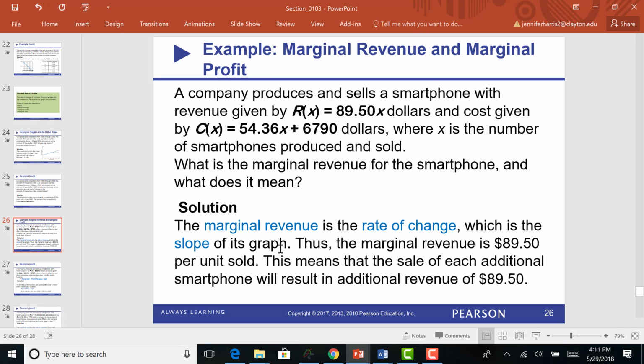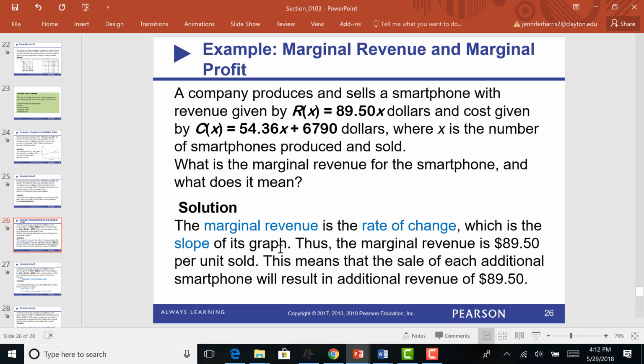You okay with that? So again, where it says, what does it mean? It just wants you to make sure you understand, yes, the slope is 89.50, but what does it mean in English? That's $89.50 in revenue for each smartphone. Okay? Does that make sense? All right, so that's what we said.